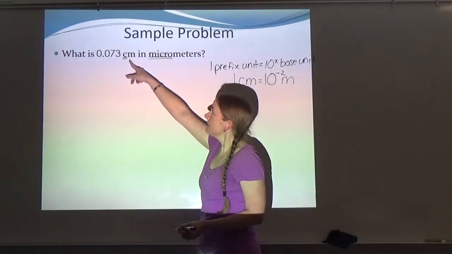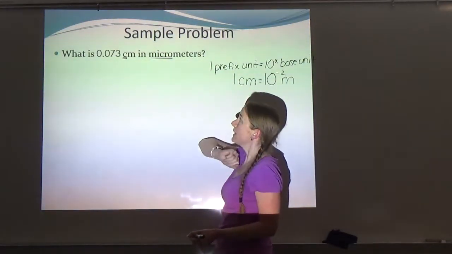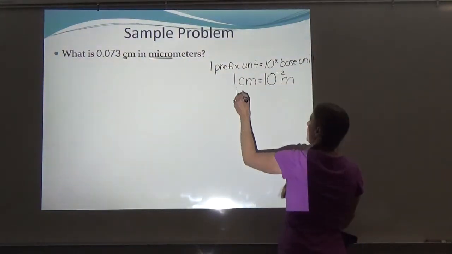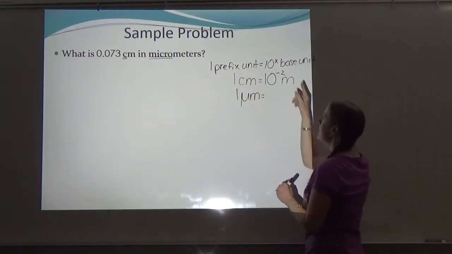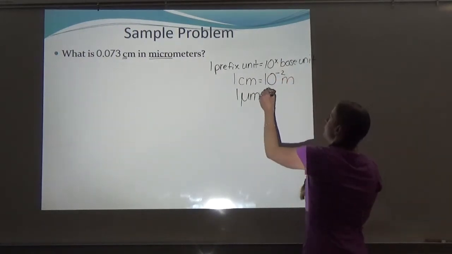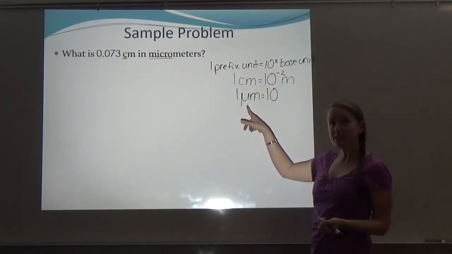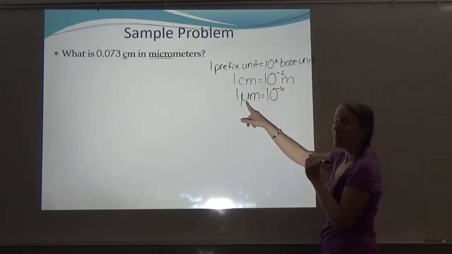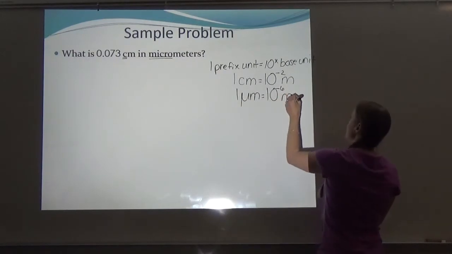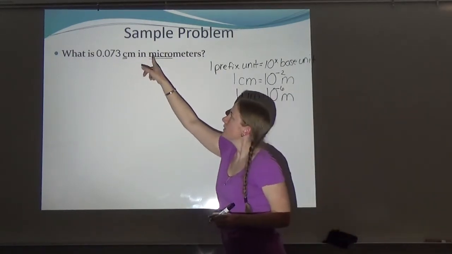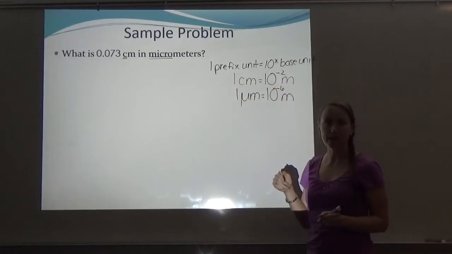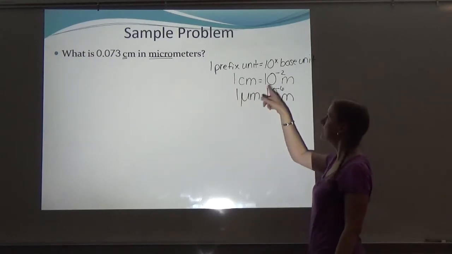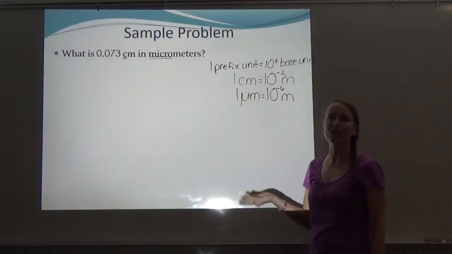Alright, so we took care of centi, now we need to deal with micro. So for micrometers, we start with 1 prefix unit, or 1 micrometer, equals 10 to the x base unit. Your power for micro, if you look at your SI prefixes sheet, is 10 to the -6. And the base unit for micrometers is just meters. So now I have 2 prefixes and I have 2 conversion factors, so I'm ready to start my problem. And y'all, eventually, once you get good at these, you won't sit there and write all this out. You'll just do all that as you're going.